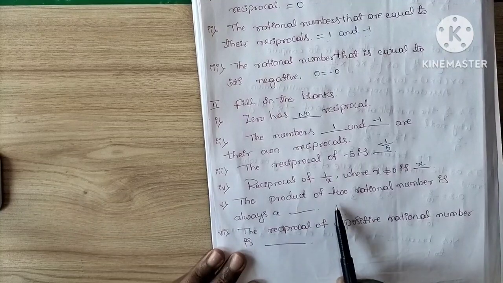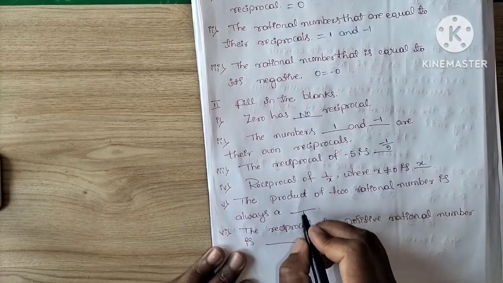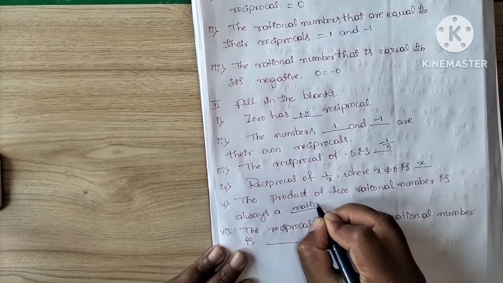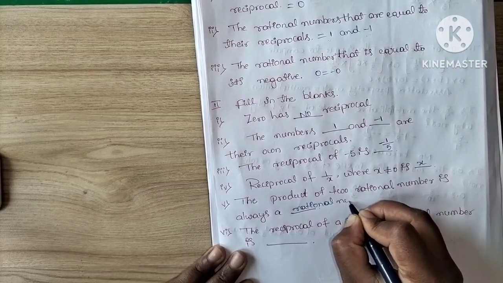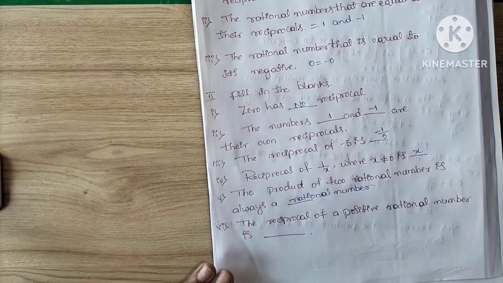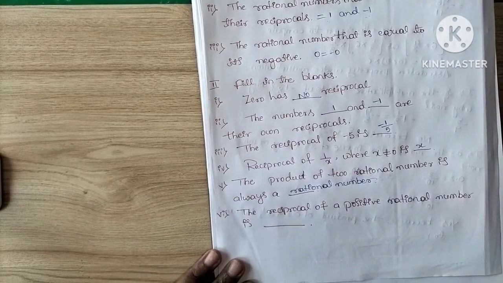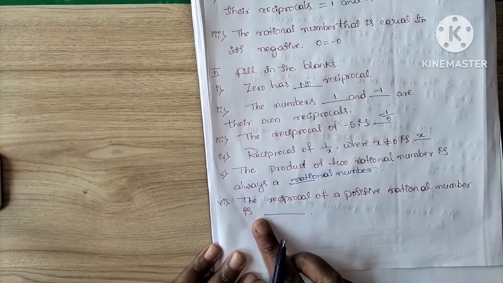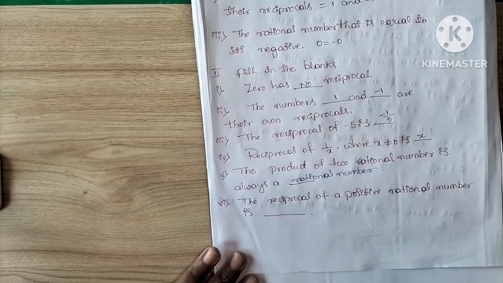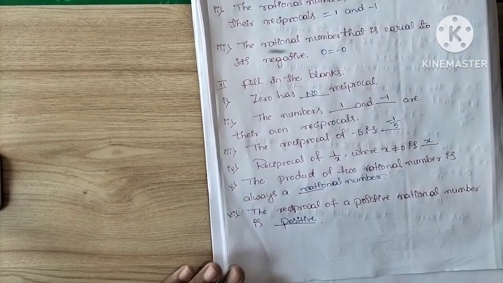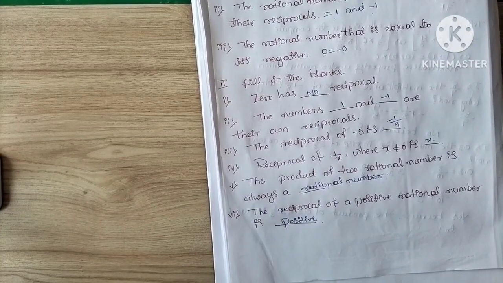Okay. Next, the product of two rational numbers is always a rational number. Next, sixth question. The reciprocal of a positive rational number is always positive. If you take the reciprocal of a positive rational number, it is always positive.